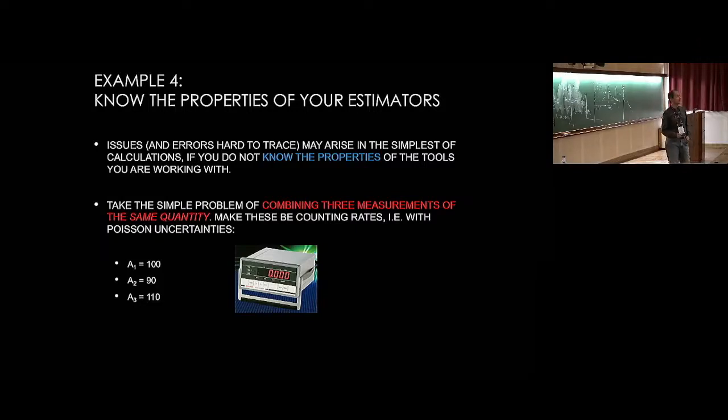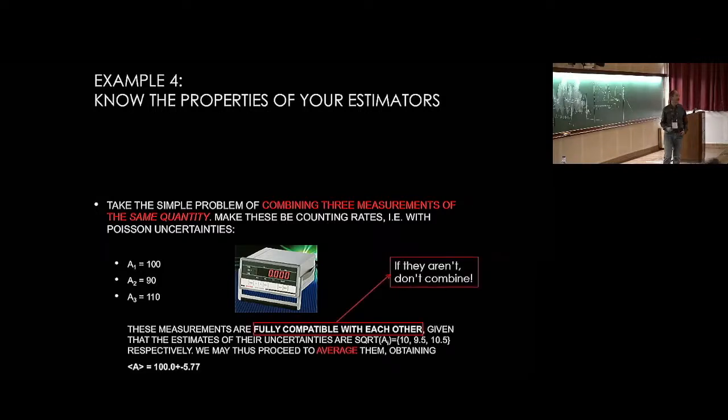What is the variance of 100? 100. So the sigma is 10. So these numbers are compatible. If they are not compatible, don't make the average of numbers that are different estimates. If they are not compatible, you will get a bogus result by combining. But okay, these are compatible. So let's make the combination.